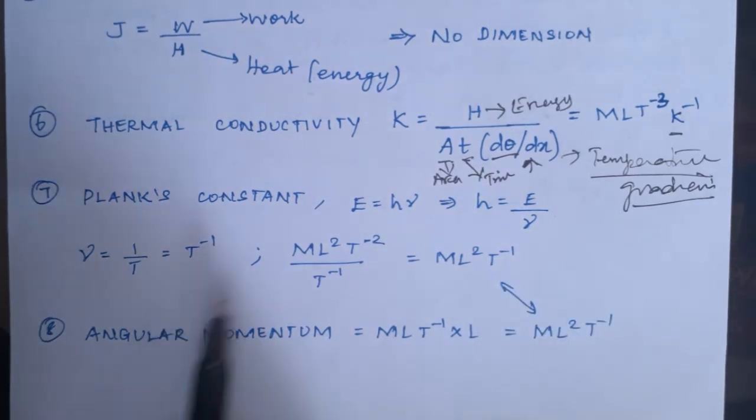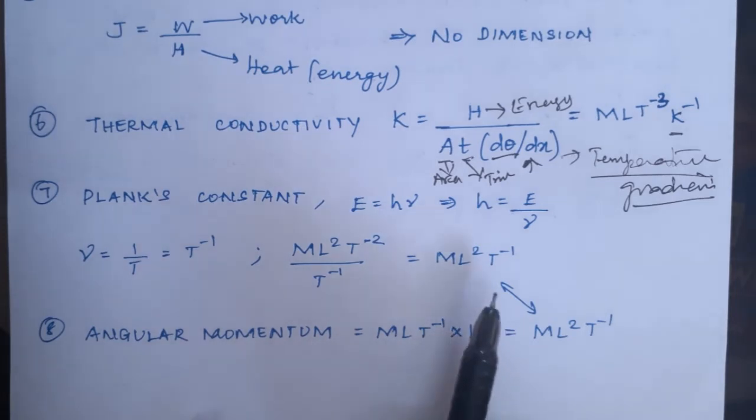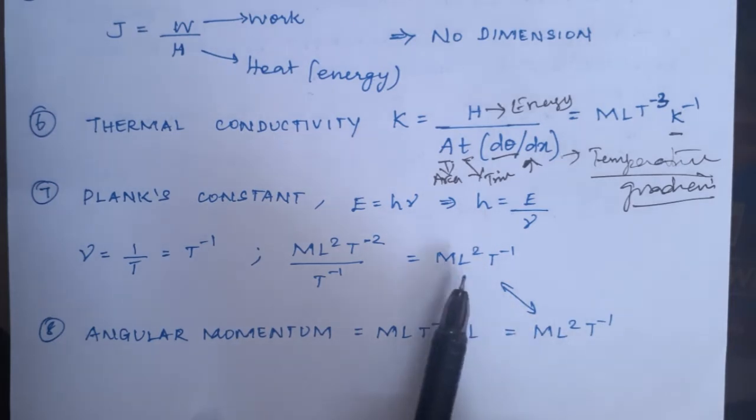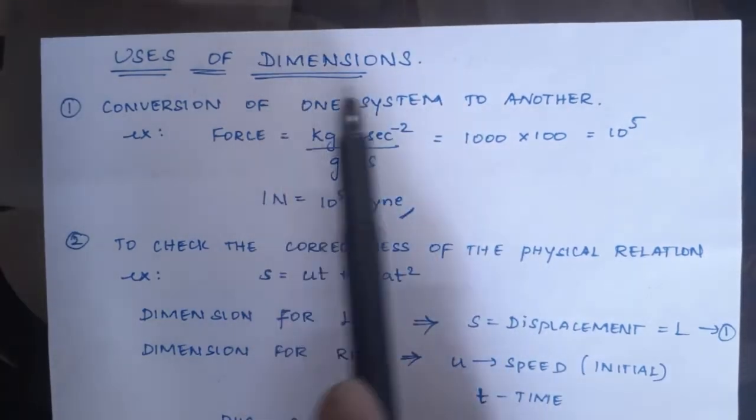Then angular momentum, we already derived in our previous class. Angular momentum is the moment of a linear momentum. The linear momentum multiplied by the distance gives you angular momentum. So angular momentum is also similar to Planck's constant. The dimensions for Planck's constant and angular momentum are one and the same: M L square T power minus 1 for Planck's constant, and angular momentum also M L square T power minus 1. Okay, now we'll go for uses of dimensions.